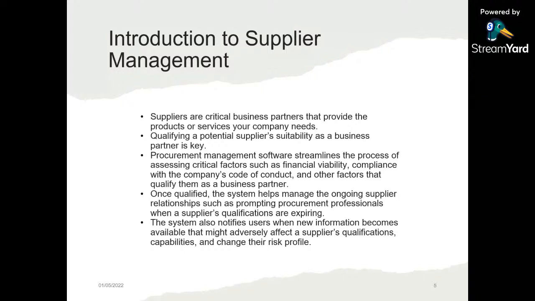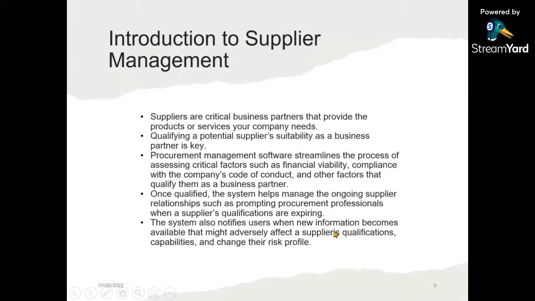The system also notifies the user when new information becomes available that might adversely affect a supplier's qualification capability and change the risk profile. In real time, in every organization, not just for ERP, they will be requalifying the supplier every year, or every 6 months, or every quarter, depending on the company's policy. They will be analyzing the risk factor and the risk profile.